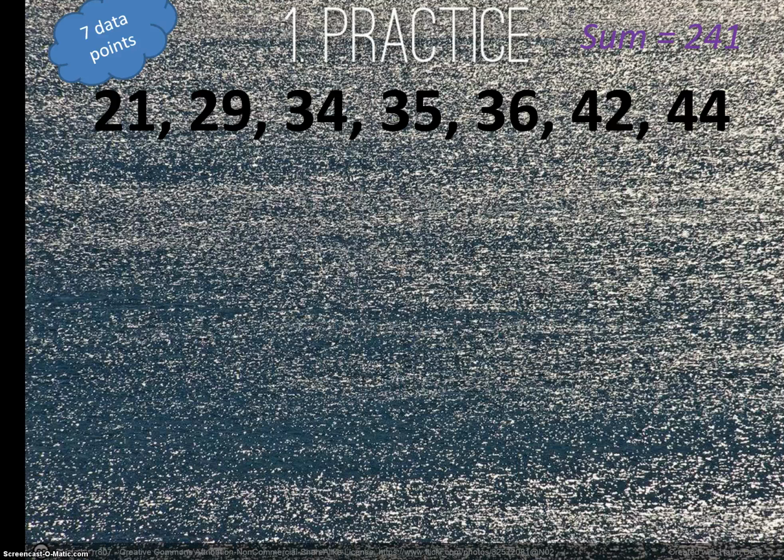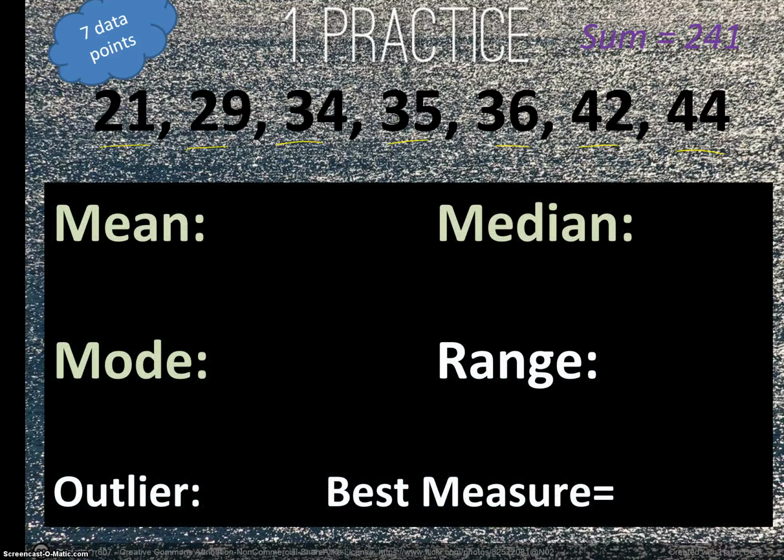So if you want to write these problems down, these are the numbers, and I put them already in sequential order for you, from least to greatest, and I found the sum already. I added them all up to get 241, and I also counted that they have 1, 2, 3, 4, 5, 6, 7 points of data, because if I'm asked to find the measures of central tendency, which are mean, median, and mode, I also could find the range, an outlier, and the best measure of central tendency. So to find the mean, I took my sum of 241, and I divide by my number of data points. I have 7 numbers, so I'm going to divide by 7.